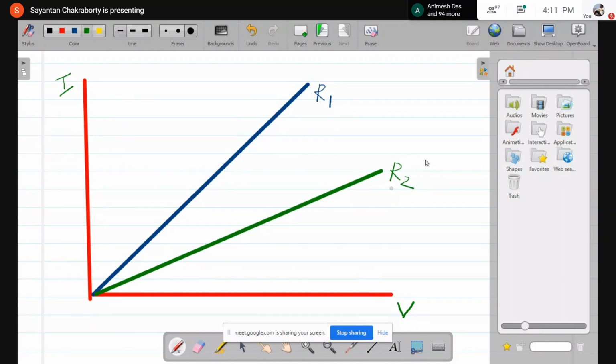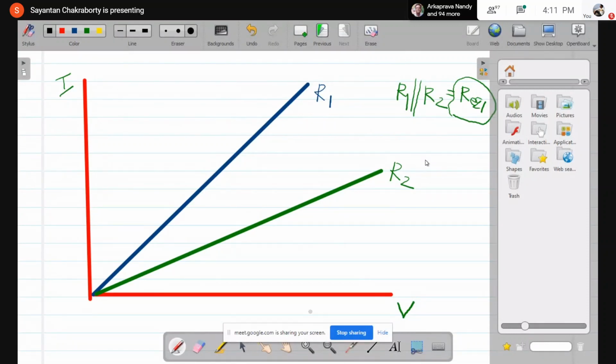Now, if I connect, in the first case, R1 parallel R2, say R equivalent 1, and I want to draw the VI characteristics of R equivalent 1, how can I draw that? See, when they are connected in parallel, the voltage across each of the resistances will always remain the same, and that will be the applied voltage.